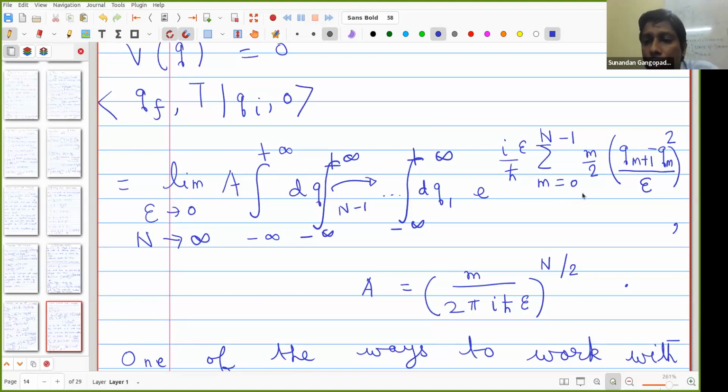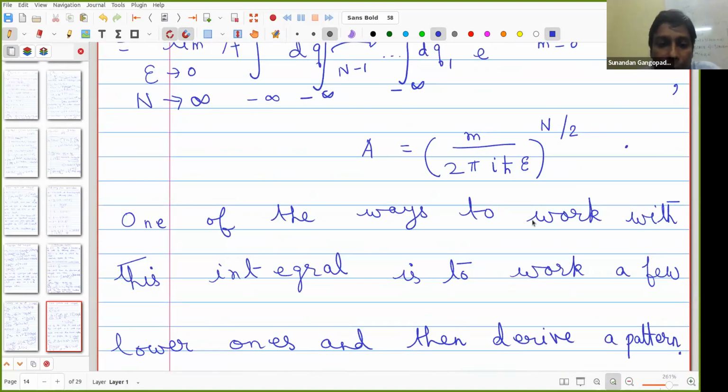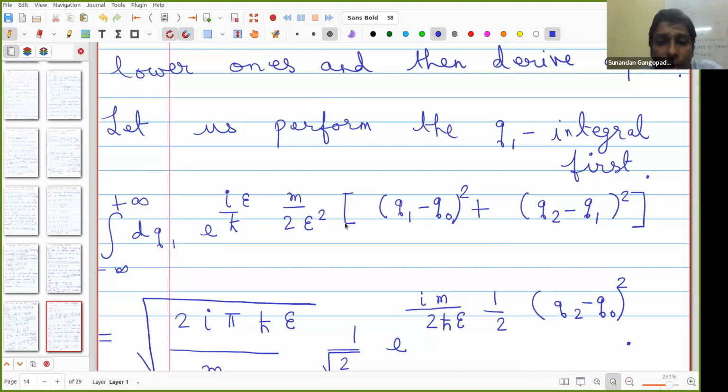So m is equal to 0 will give one q1 term, because the m is equal to 0 term means this is q1, m is 0, so this is q1 minus q0, and a q1 term will also come from the m is equal to 1 term, because that will give us q2 minus q1. So there are two m terms from which the q1 can appear.